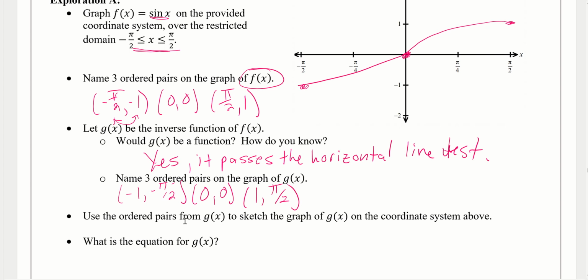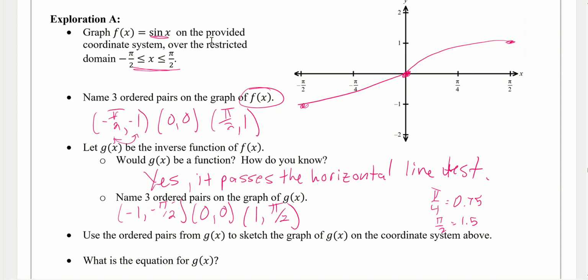Okay, and it says use the ordered pairs to sketch the graph of g of x onto the same graph that we just did. In a couple of things, it's a little harder to picture this. If we did pi over 4, I think that's something like 0.75, and then pi over 2 is about, I think it's 1.5. Okay, so just so we can get a feel for it, when I actually graph these ordered pairs for g of x. Okay.